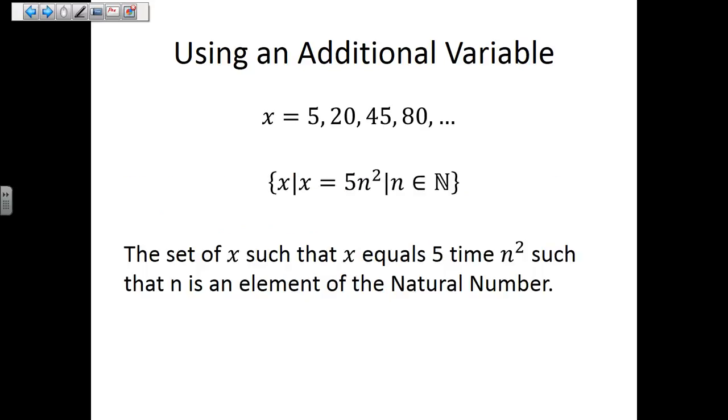So the set of all x such that x equals 5 times n squared. Now again, I only want to use the natural numbers. I only want to use the counting numbers. I don't want to plug in 1 and negative 1. I don't want to plug in negative 2 and 2. So I don't want to plug in all the integers. I just want to use the natural numbers, the counting numbers, 1, 2, 3, 4, and so on. So here's my set builder notation for that discrete list of infinite numbers, 5, 20, 45, 80, and so on.